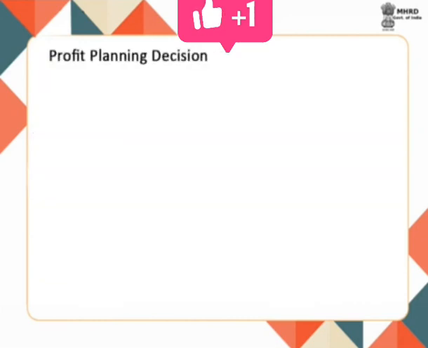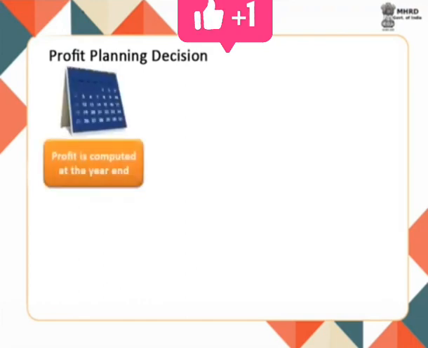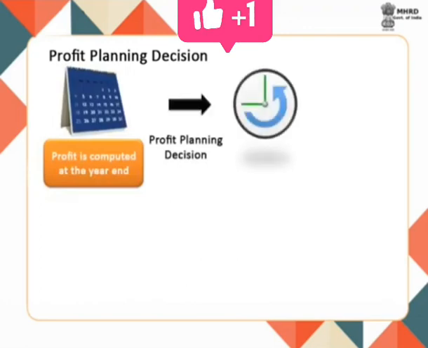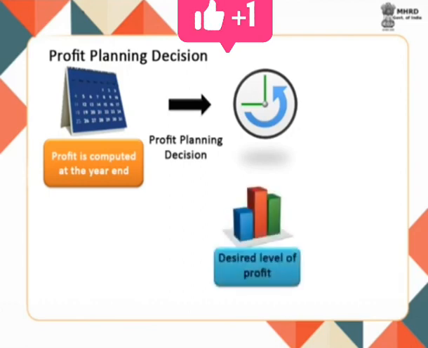Profit planning decision. A company usually carries on business for the whole year, and only at the end of the year profit is computed. Under profit planning, this order is reversed. Under profit planning, start is made from the end result. Profit planning can be described as a plan for the future operations to attain the maximum profit or to maintain a specified or desired level of profit.